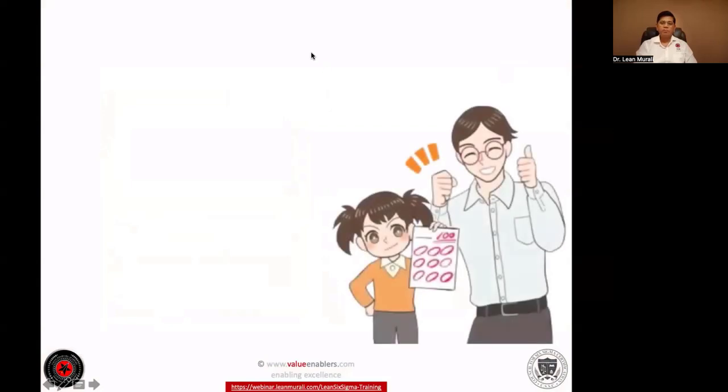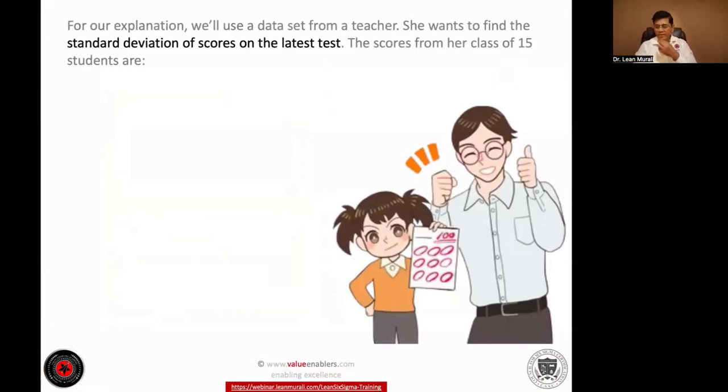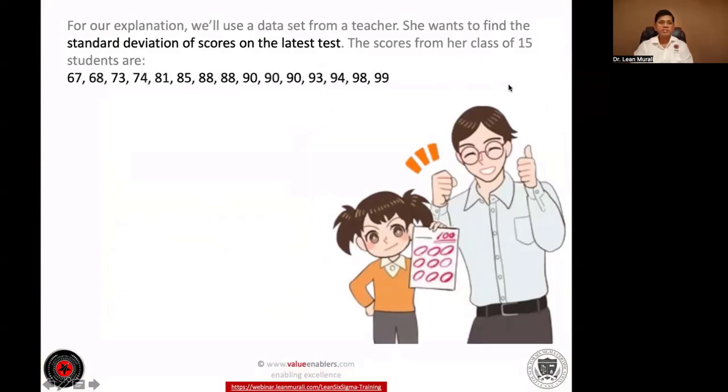Okay. So now let us take an example. For our explanation, we will use a data set of a teacher. She wants to find the standard deviation of scores on the latest test. The scores from our class of 15 students are this. So this is the data point of the score, let's say mathematics score, for 15 students. If this is clear, type super clear, SC, in the chat box. We'll go slowly and steadily to calculate standard deviation. Okay. So this is the score of 15 students. Okay. Next step.